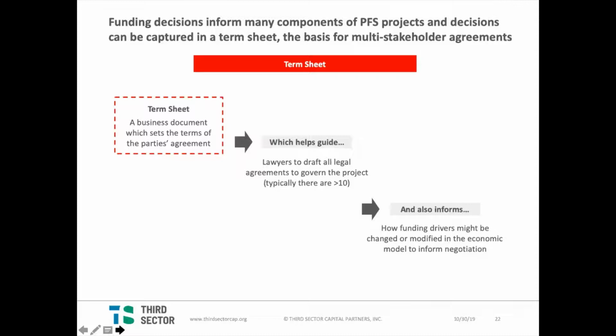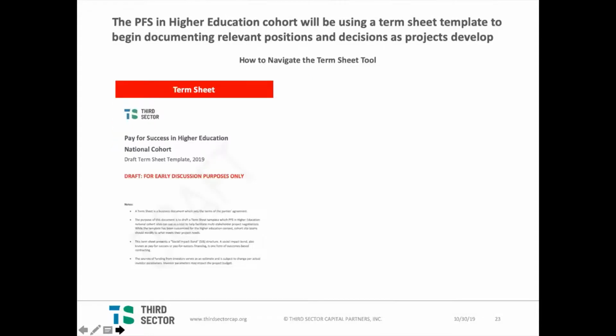But the term sheet definitely is a tool that, as we think about project development, can become one that stakeholders lean on as a way to really start to break down the more complex nuances of how projects come together. So what we'll share with the cohort and the provider advisory group is a term sheet template, which will be something that helps stakeholders in the initiative begin to document the relevant positions and decisions that are being made as project components develop.